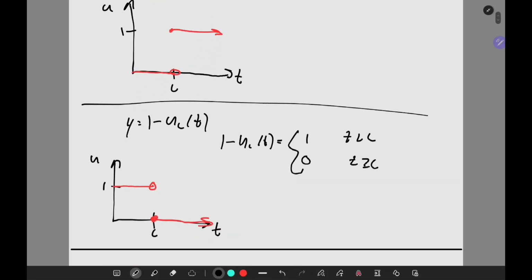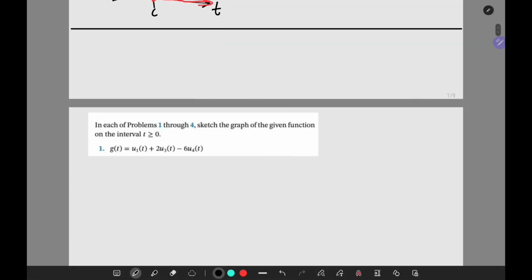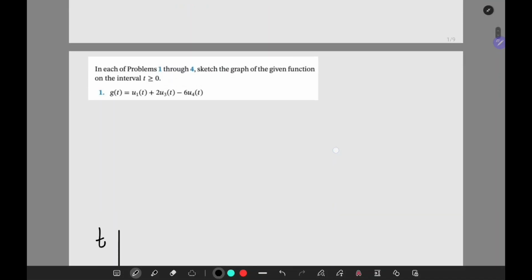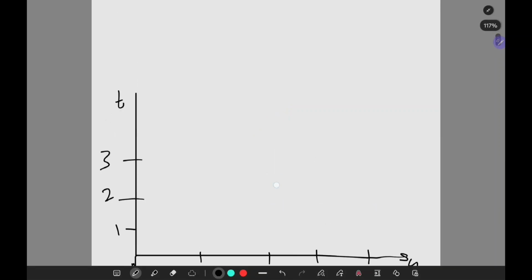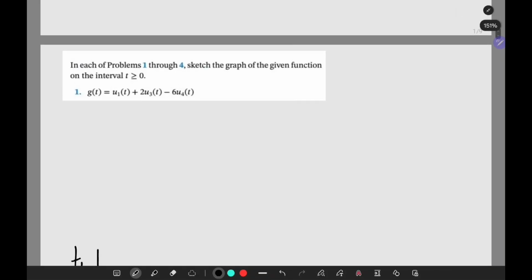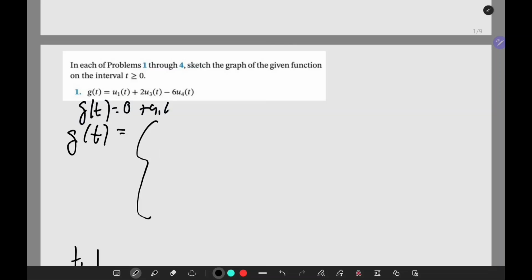Yeah. Okay. Let's look at some examples. I have 8 example problems here. The first 4 just deal with just sketching by themselves. So to sketch this one, I have that down there. But first I'm going to write this out in terms of the unit step function. So you can think of it as this: g(t) is equal to 0 plus u_1(t). See, I just added that 0 there.